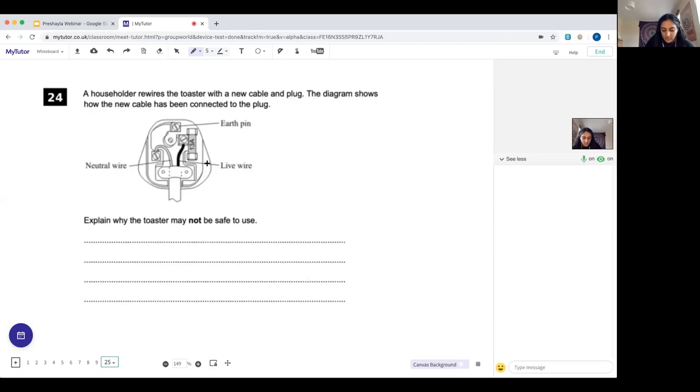Brill, well done. So a lot of you are saying that there's no earth wire. That's great, that's the what, but why? Why would not having an earth wire mean that it's not safe to use? The answer to that would be, well, if there's no earth wire, then there's no path for the current to go to the ground. So there's no path for the current to be grounded, and therefore it could cause harm to us.